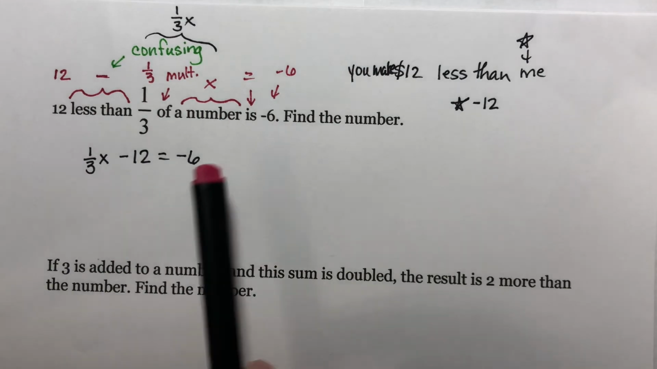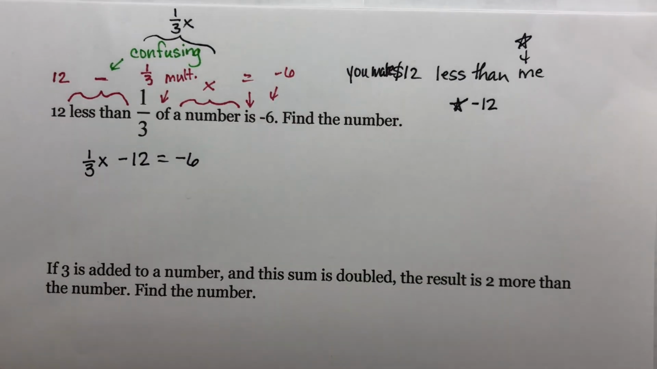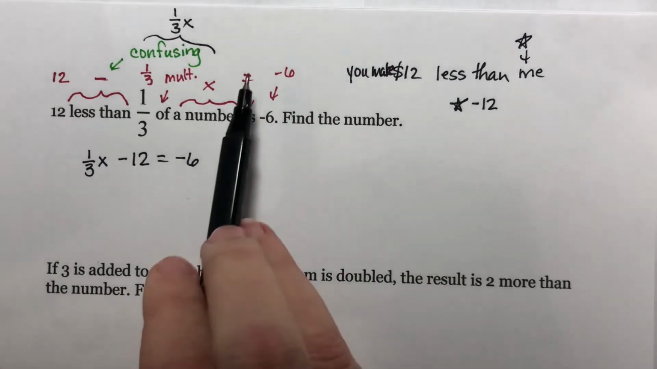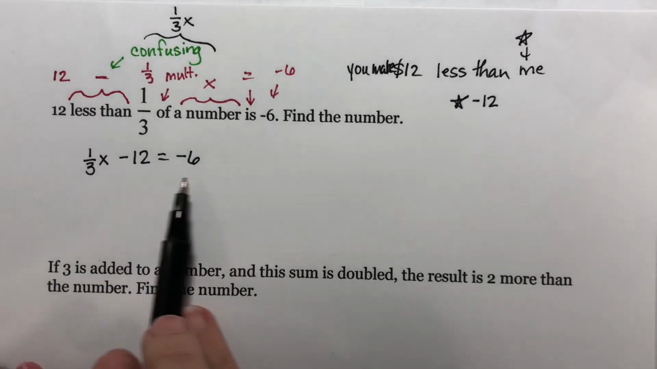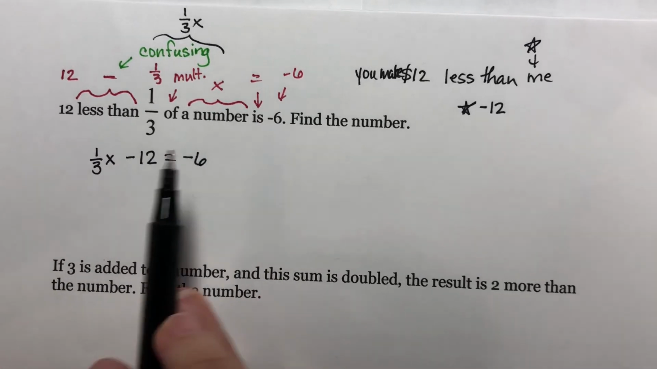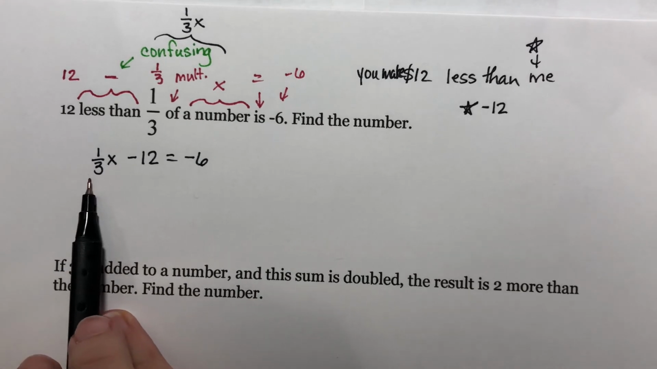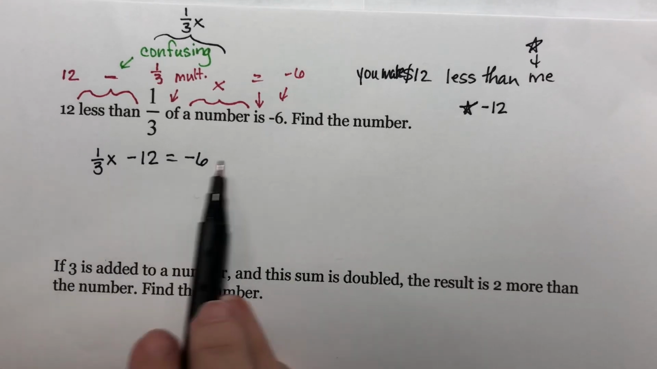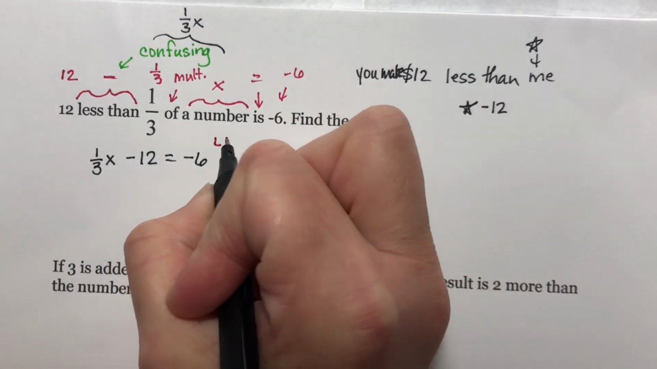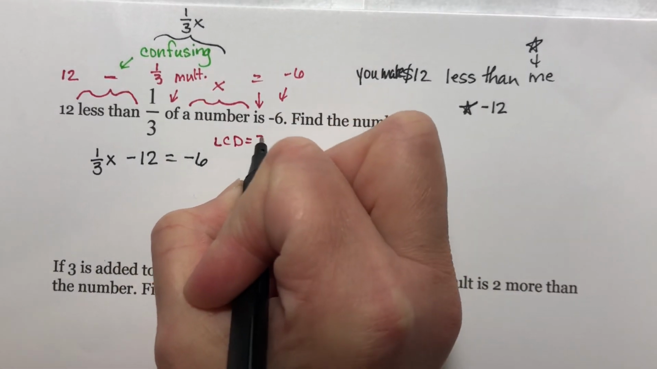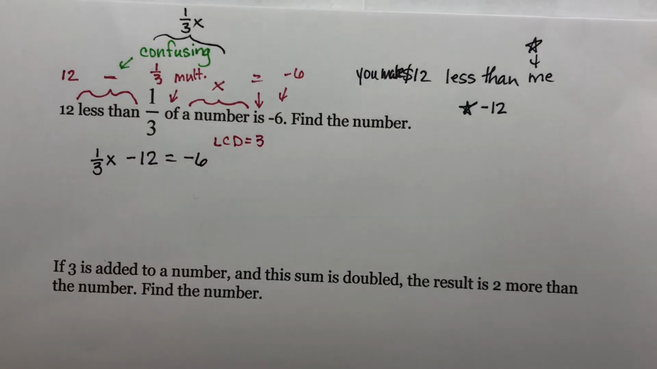Okay, so we've read through it, kind of understood what we were supposed to do. We assigned a variable right here. We set up an equation. Now we need to solve this. Okay, so we have a fraction in it, and if we want to clear the fraction, what we do is we look for the LCD. We only have one fraction, so our LCD is easy to figure out. Our LCD is going to be 3 because that's the only denominator I have.